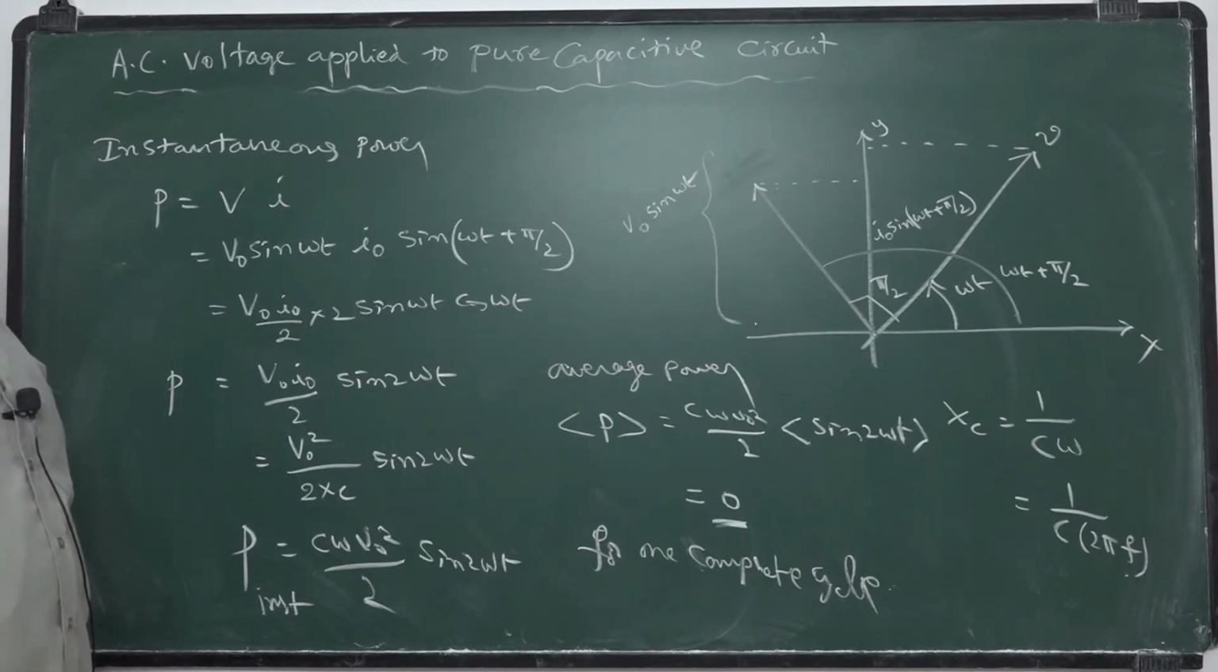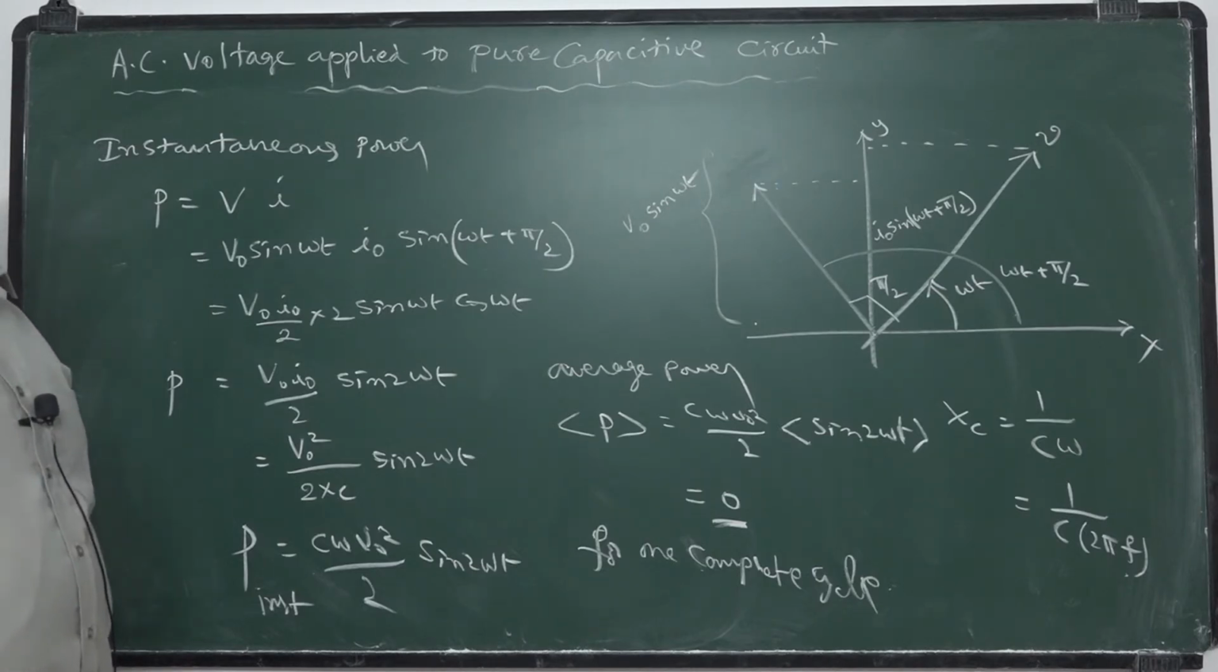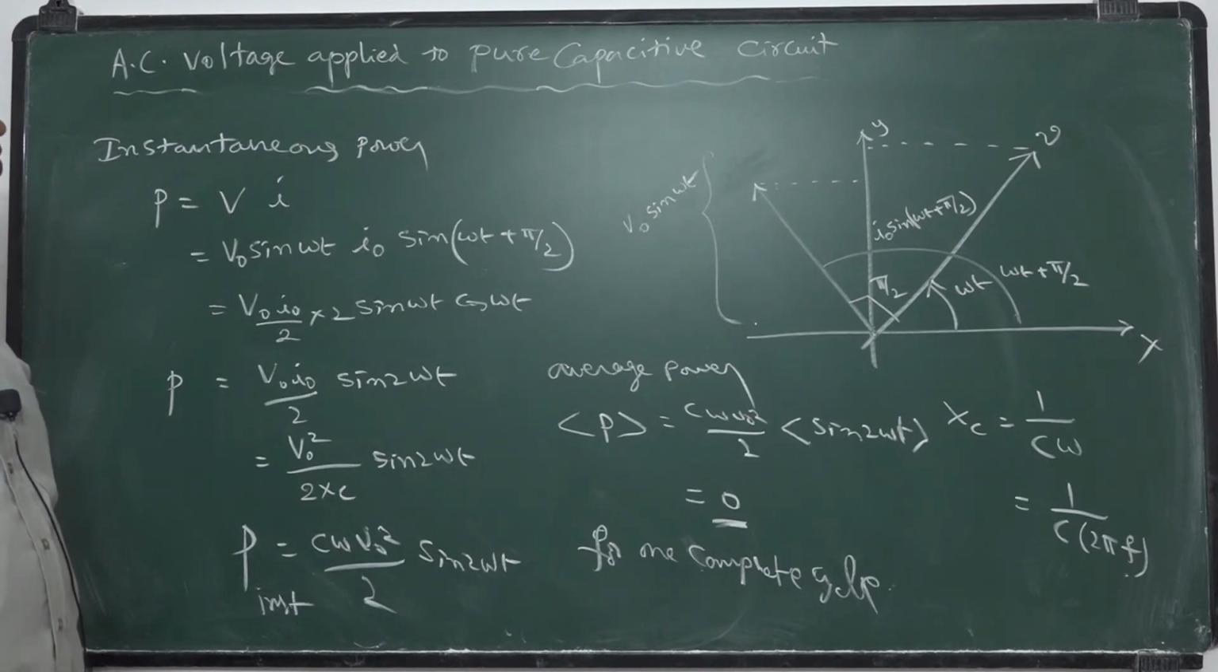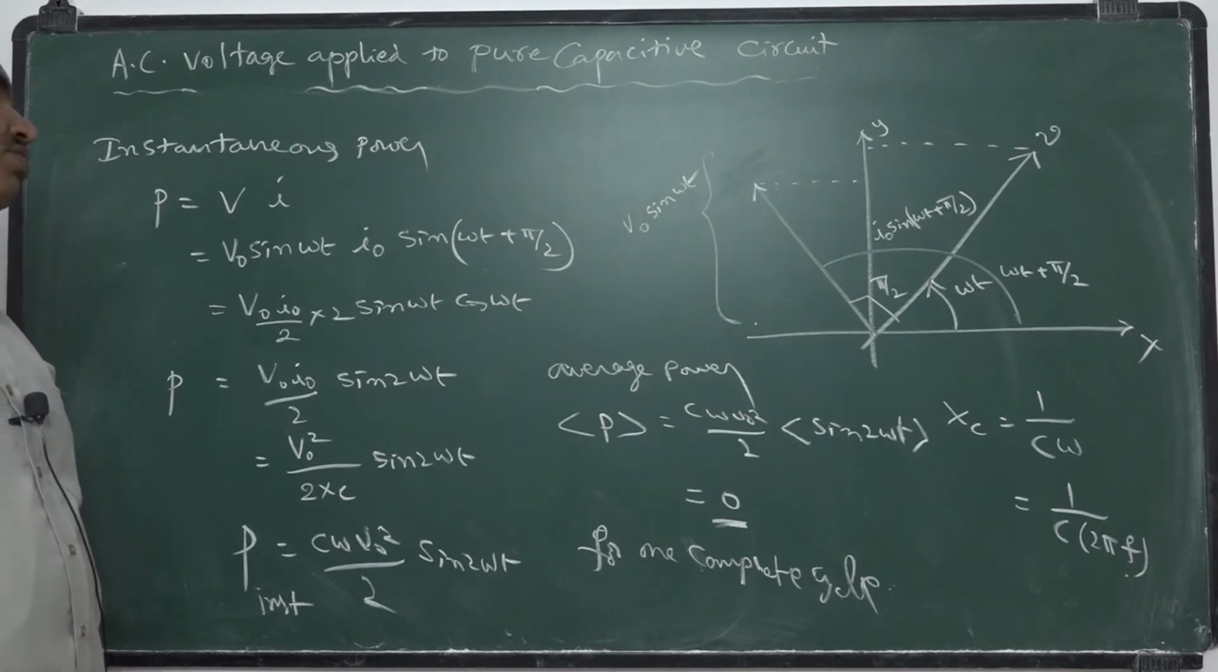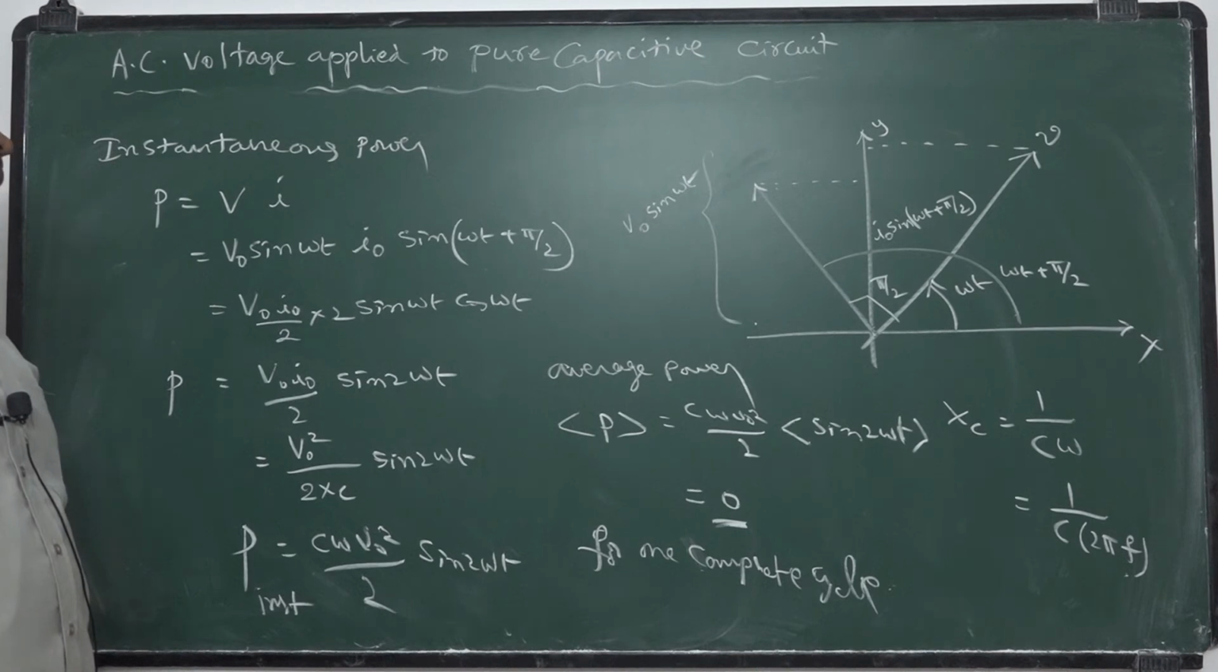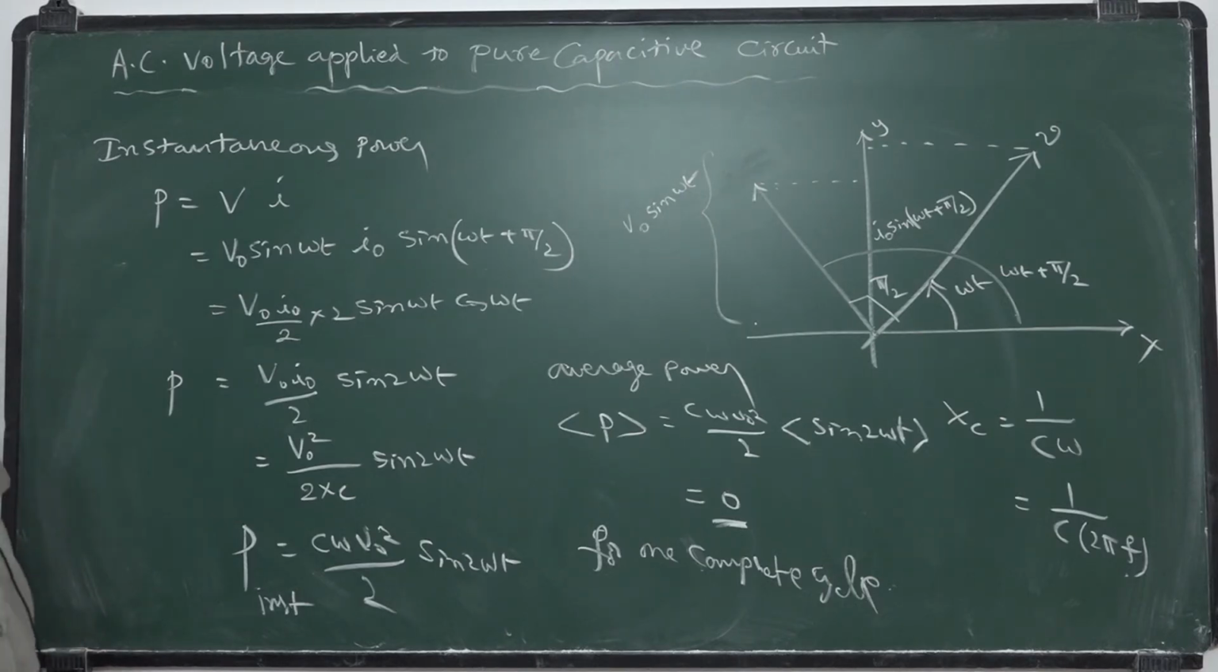In case of a pure resistor, there is no lead or lag between voltage and current, both are in the same phase. In case of a pure inductive circuit, voltage leads the current, or current lags the voltage, by a phase of pi by 2. In case of a pure capacitor circuit, current leads the voltage by an angle pi by 2. Average power dissipated in both the cases of inductor and capacitor is 0, whereas it exists in case of a pure resistor circuit.